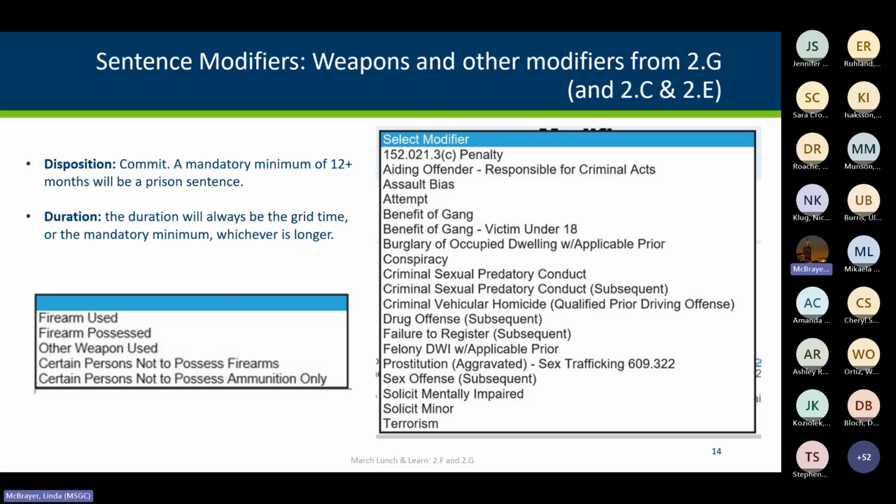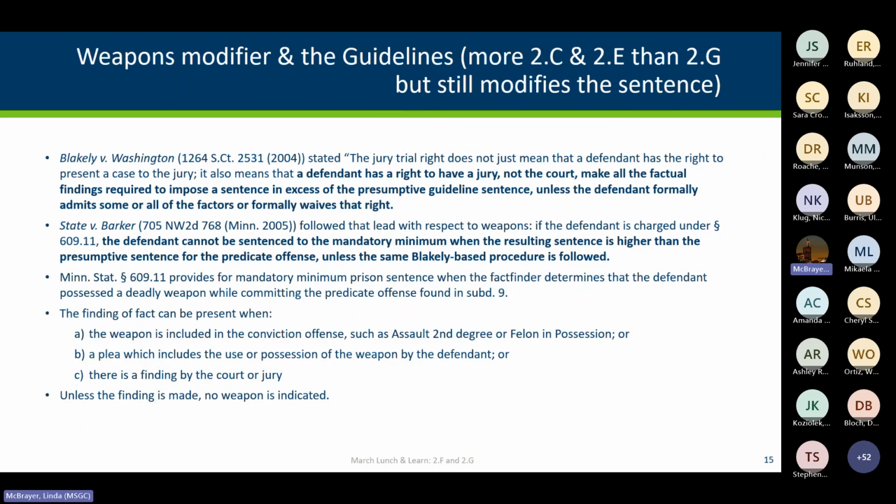So looking at two classes of modifiers here, because I do consider conditional release a sentence modifier as well, because it extends the length of the sentence, the supervision part of the sentence. But I went over that last month in the 2C, 2E Lunch and Learn. So if you're interested in conditional release information, hop onto that one from our website and you'll be able to see those slides. So we're just going to talk about weapons and some of these other modifiers that affect the presumptive sentence. The first one I want to talk about is weapons.